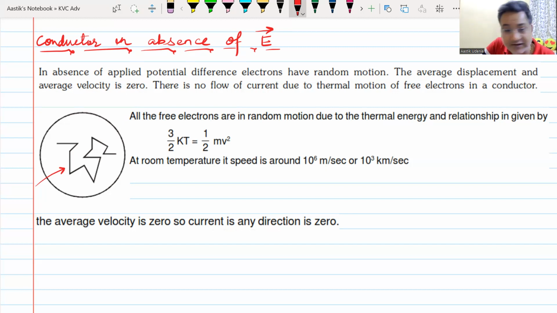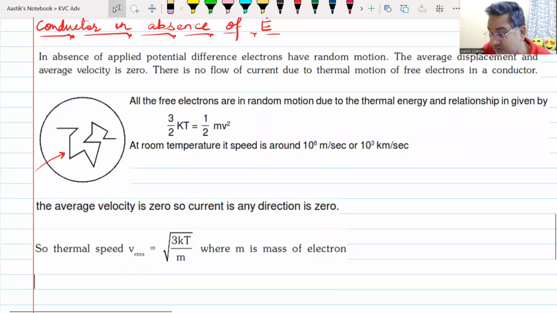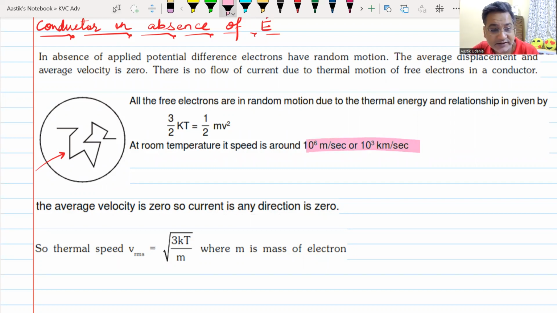As you can see, the formula is same. Do we see this formula? This formula is same as root mean square velocity, root of 3 kT by m. Do we understand this? Yes. At room temperature, this speed is very high. 3 kT by m, m is the mass of the electron. The speed is very high, 10 raised to the power 5 or 10 raised to the power 6 meter per second.